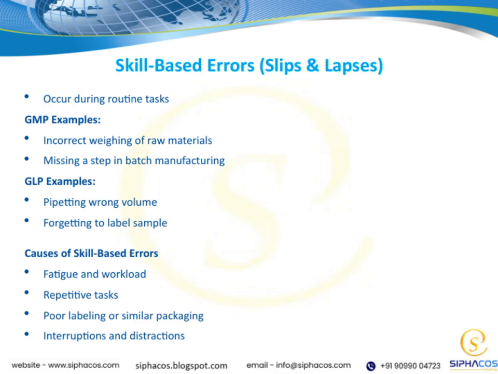So, what causes these types of errors? Fatigue and heavy workloads are common culprits because when we're tired or overwhelmed, our focus drops. Repetitive tasks can lead to complacency, where we stop paying close attention. Similar packaging or poorly labeled items can also cause confusion, leading to mistakes. And let's not forget interruptions and distractions. They break our concentration and increase the likelihood of slips. Understanding these causes helps us develop strategies to minimize skill-based errors, which is essential for maintaining quality and compliance across our work.